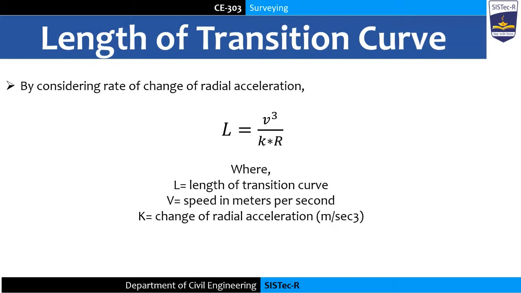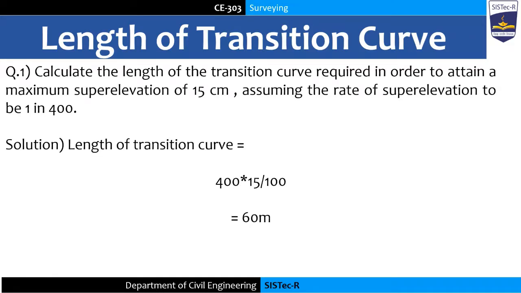So in total we have seen till now three criteria for the calculation of length of transition curve. This third one is by considering rate of change of radial acceleration. According to this, length is equal to V cube upon KR, where L is the length of transition curve, V is the speed in meters per second, and K is the change of radial acceleration, and its unit is meter per second cube.